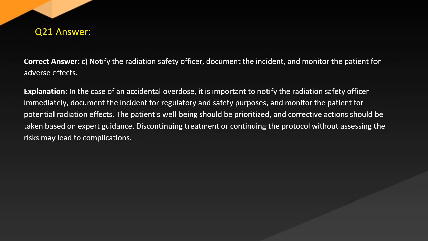Answer. Correct answer. C. Notify the radiation safety officer, document the incident, and monitor the patient for adverse effects. Explanation. In the case of an accidental overdose, it is important to notify the radiation safety officer immediately, document the incident for regulatory and safety purposes, and monitor the patient for potential radiation effects. The patient's well-being should be prioritized and corrective actions should be based on expert guidance. Discontinuing treatment or continuing the protocol without assessing the risks may lead to complications.